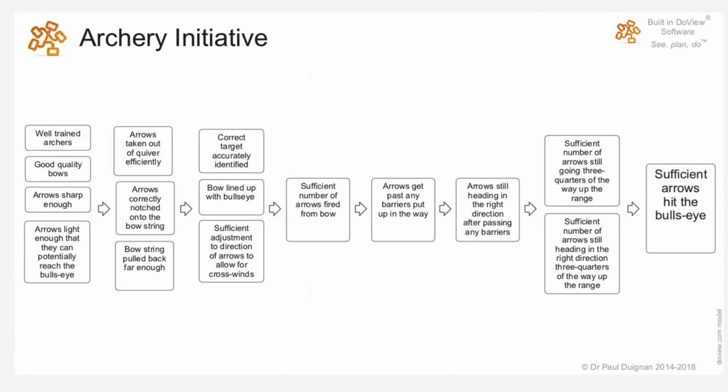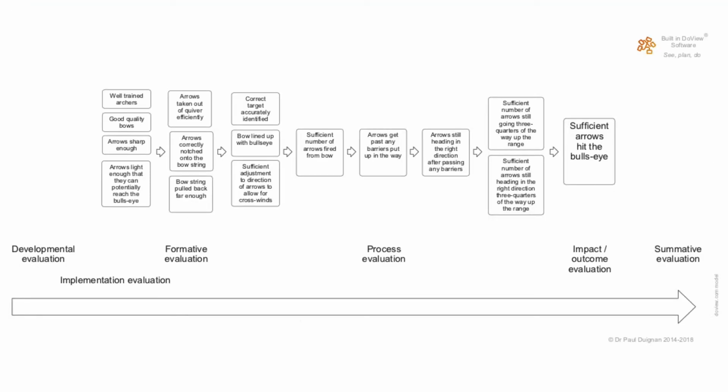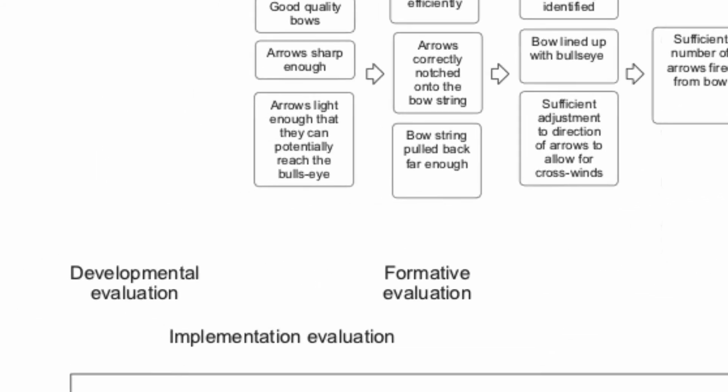Now, if we think about evaluation types, we can map them onto this intervention logic running along the bottom. So on the left-hand side, we have developmental evaluation running right through to summative evaluation on the right-hand side. And we'll be looking at each of those. So it sort of flows across the initiative timeline.